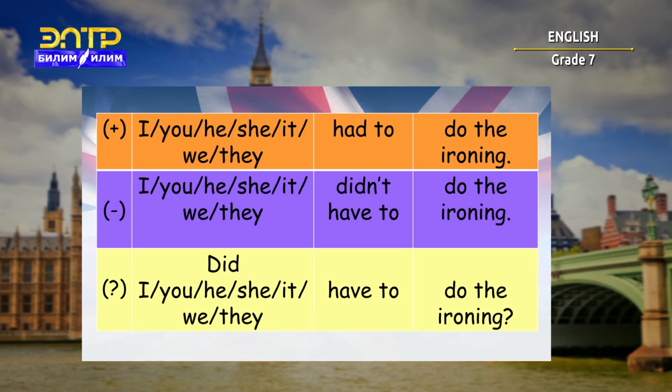Maybe you guys are wondering why in the last two cases we used have to instead of had to. The reason is had is the past form of have, and since did is the past form of do, two past forms cannot be used together in a single sentence in English. That's why we have to use have instead of had. These are the simple rules that we have to know.